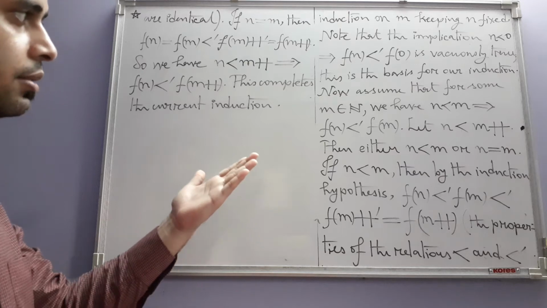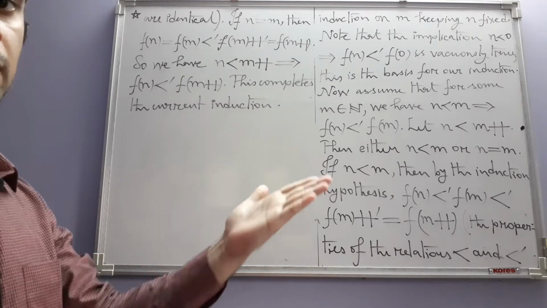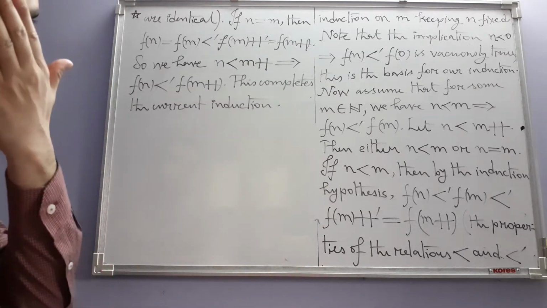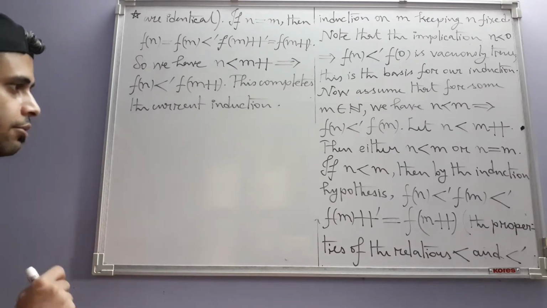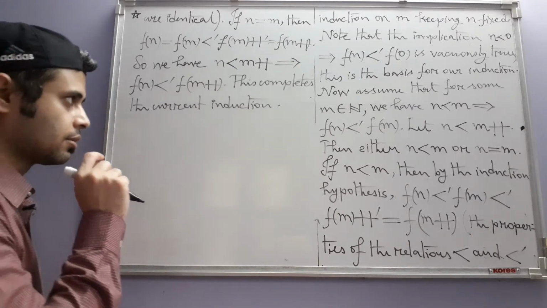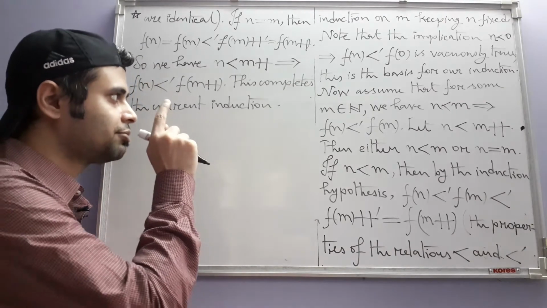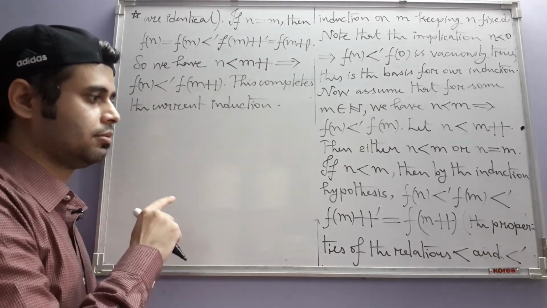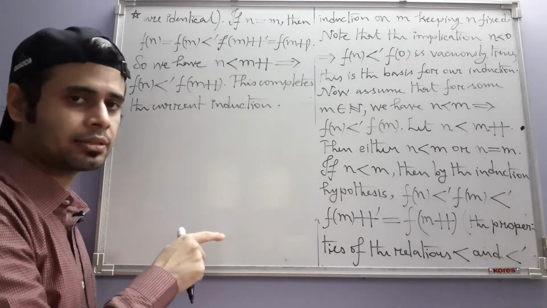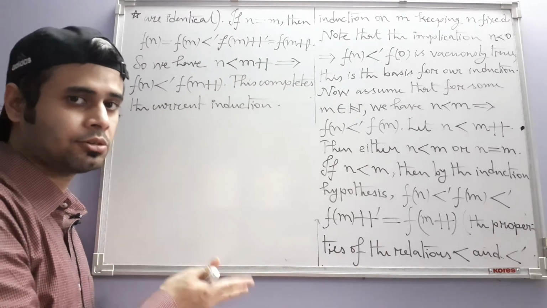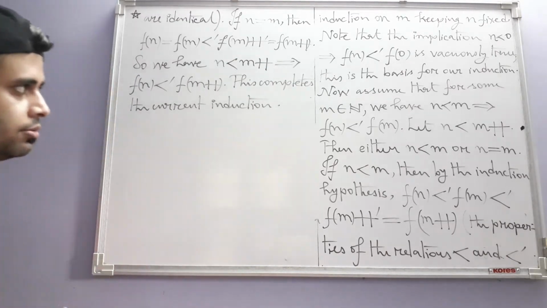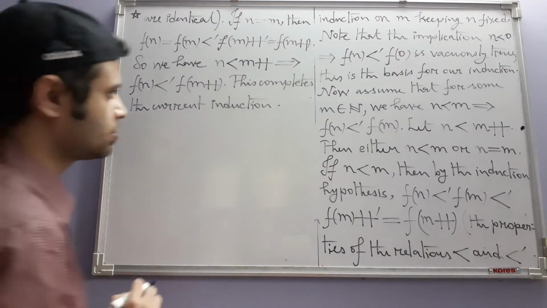Then if m is alternative less than n, then f of m must be alternative less than f of n. Okay, now we claim that because of this result we have the fact that f is also 1 to 1. We have already proved it's onto. Now we have the fact that it's 1 to 1.